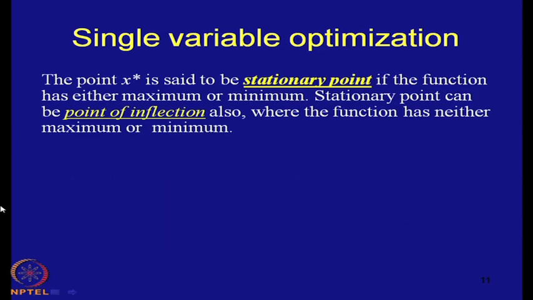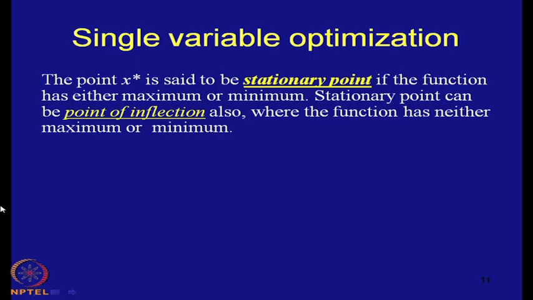Now, how to find the global or local minima or maxima is our concern next. In continuation, I would say that the point x star is defined as a stationary point if the function has either a maximum or a minimum there. But sometimes it happens that a point is stationary without the function having a maximum or minimum there. How to check the stationary point, I will tell you next, but we can see that some points are stationary where a maximum or minimum might be expected, but they are not maxima or minima.